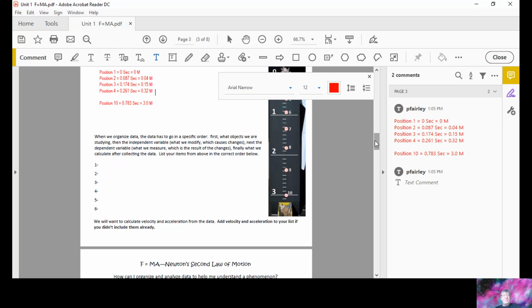Okay, next thing. When we organize data, it's supposed to go in a specific order. First, what objects we are studying. Stop. What object are we studying here? That's going to be number 1. What object are we studying? Oh, well, it looks like we're just studying a ball, right?